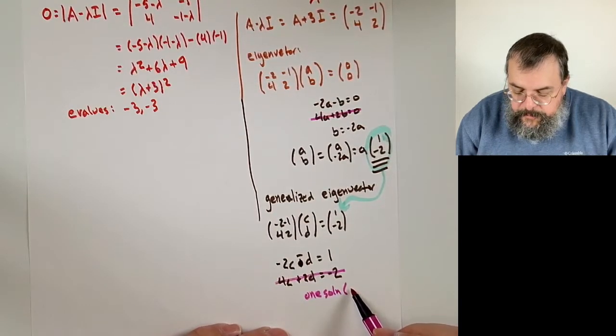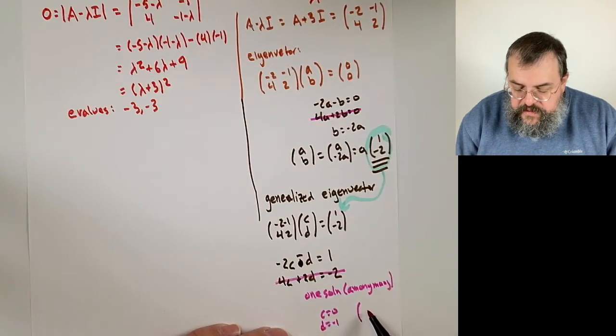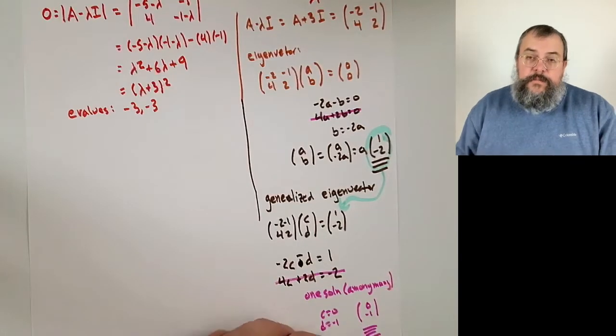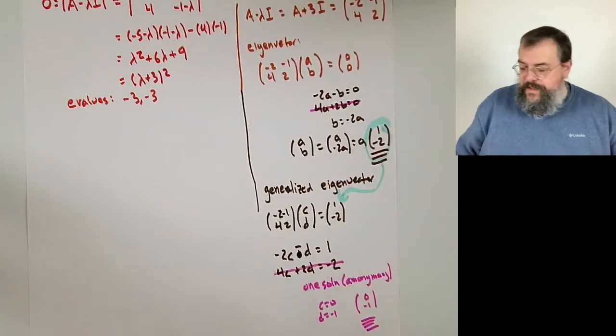And they're among many. Again, we know there's going to be lots of them. Is C equals 0 and D equals minus 1, which gives us 0, minus 1. Okay, so this is our other important piece. Now, what do we do with these?